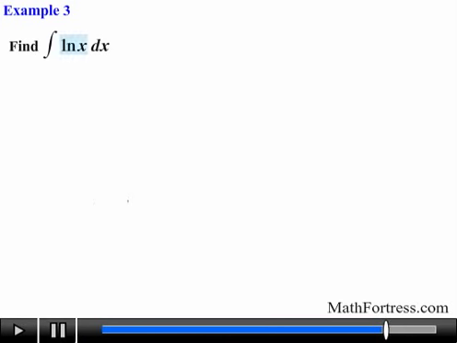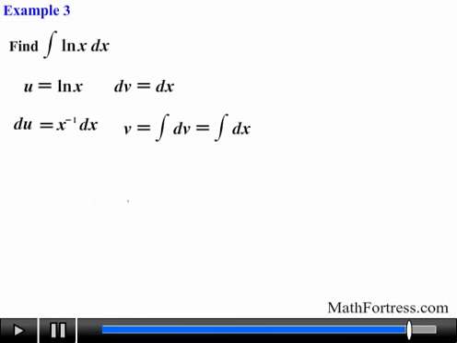Notice that we don't have a product of two functions. We only have one function, the natural log of x. But looks can be deceiving. We actually have two functions, the natural log of x and the constant function 1. So we assign u to be equal to the natural log of x and dv equal to 1 dx, or more simply dx. So taking the derivative of u with respect to x and solving for du, we obtain 1 over x dx, or written another way as x to the negative 1 dx. And taking the integral of dv, we obtain v, which is equal to just x.